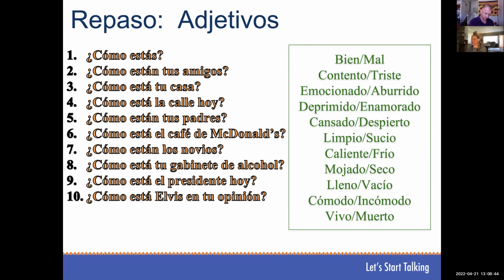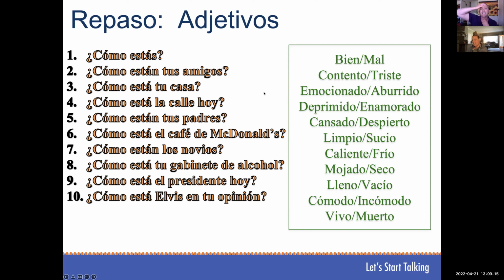Mi casa está bien. So here we might be talking about like clean or dirty. Oh, that makes more sense. Okay, so mi casa está limpio. And then it's la casa, so it'd be limpia. ¿Cómo está tu casa? Mi casa está limpia. Perfecto.